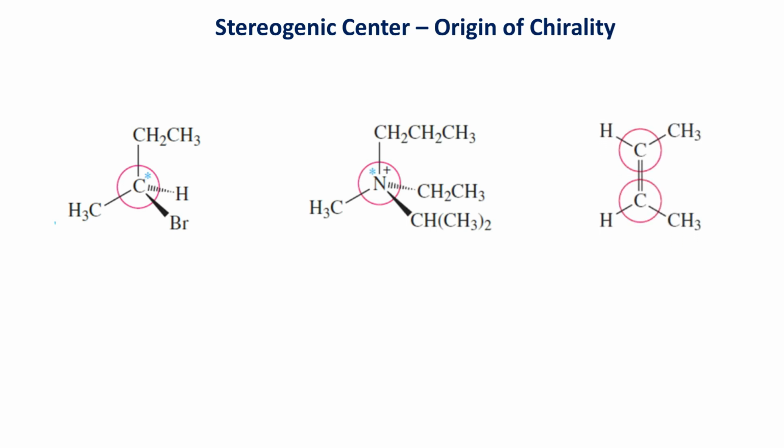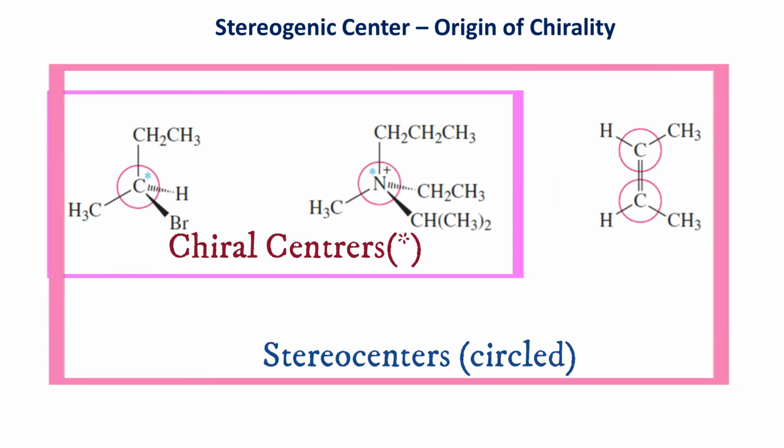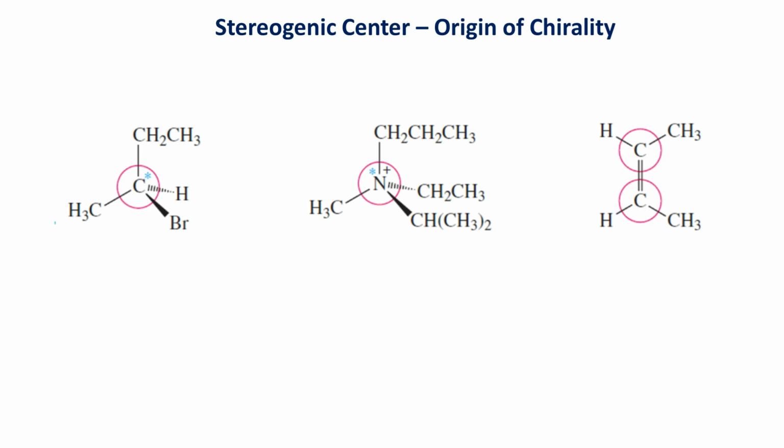A stereocenter, or stereogenic atom, is any atom at which the interchange of 2 groups gives a stereoisomer. Asymmetric centers and the double-bonded carbon atoms in cis-trans isomers are the most common types of stereocenters.